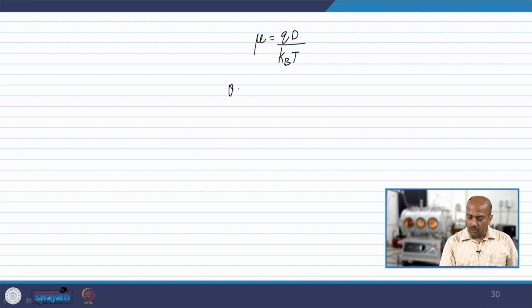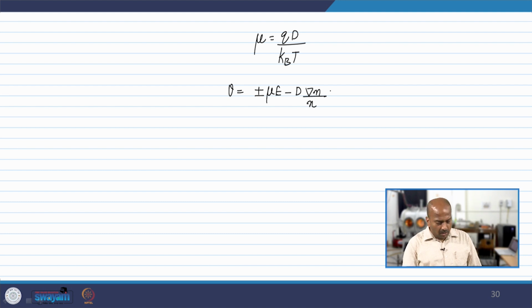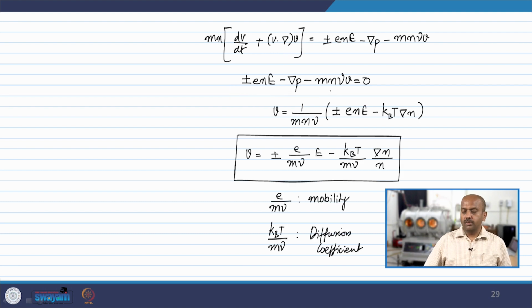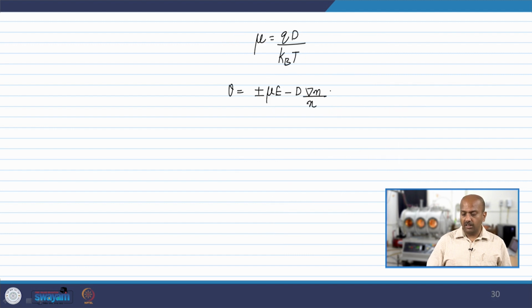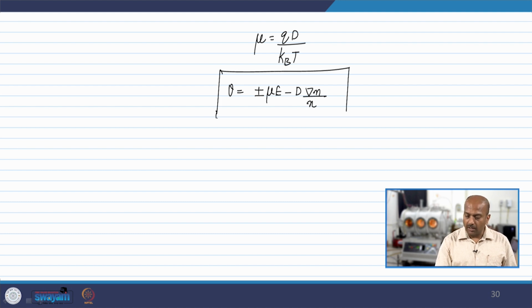So, the steady state velocity v, which is achieved as a result of constant collisions, is some sort of a drift velocity actually, right, minus D times ∇n by n. Okay. You can just look at these equations, write them down and build up the intermediate algebra. Okay. So, this is the velocity in terms of the mobility.